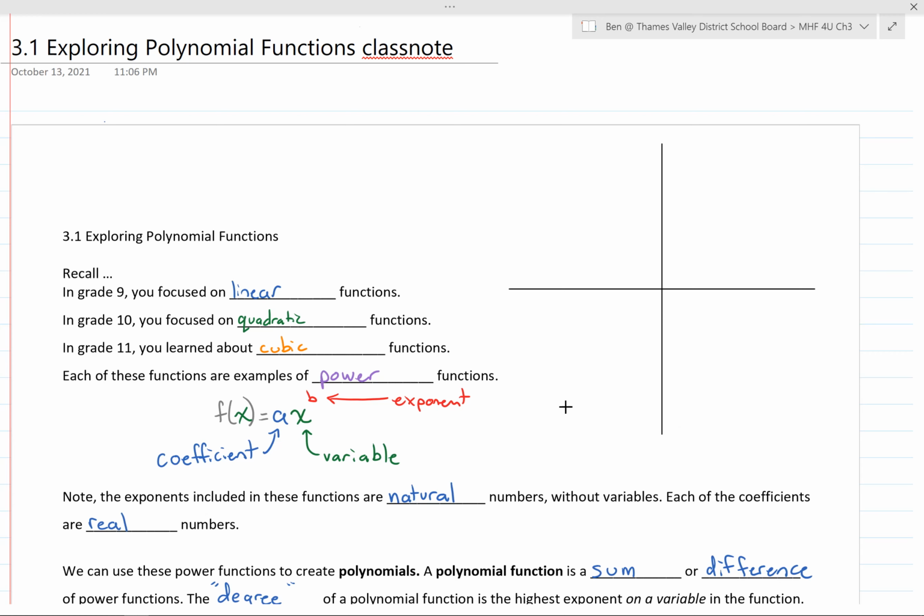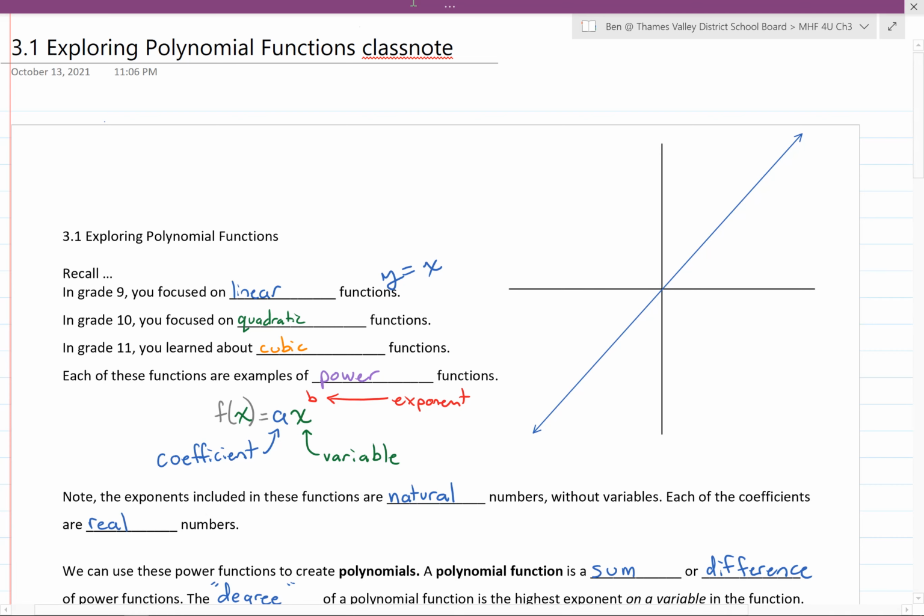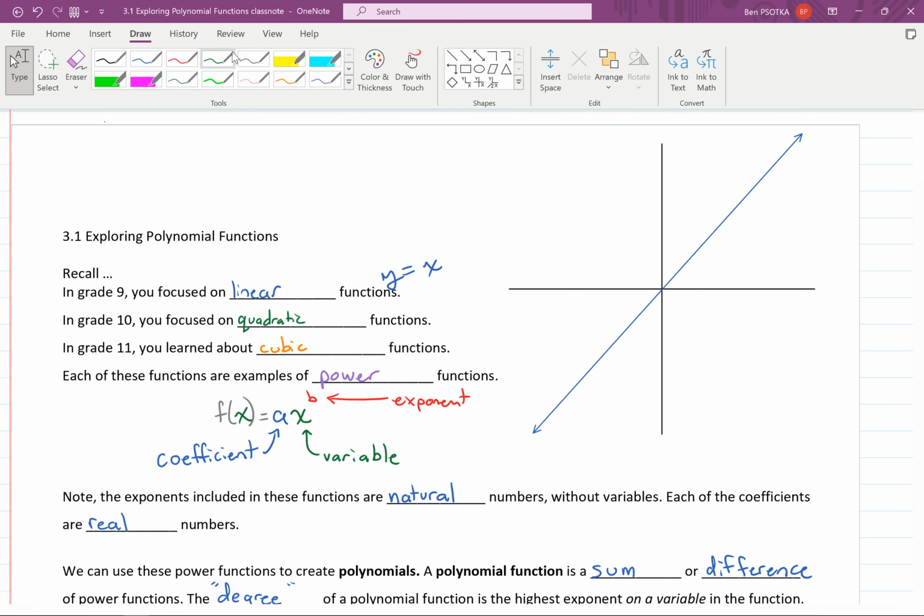Now your base linear function, we know what that looks like. That looks something like this. For example, that might show up as y equals x, right? Your base linear function is y equals x. We can apply certain transformations. We know how to do that now.